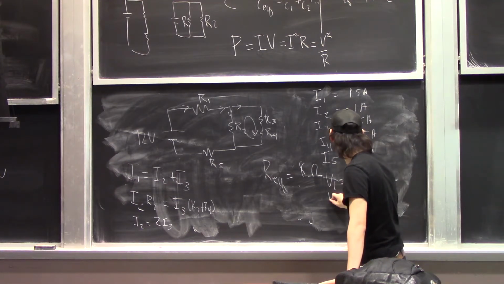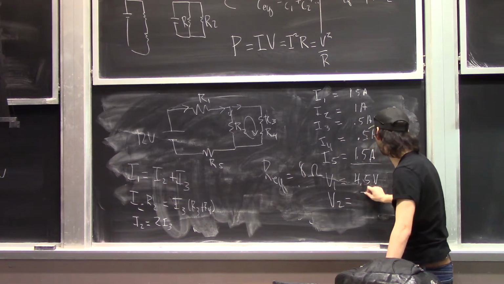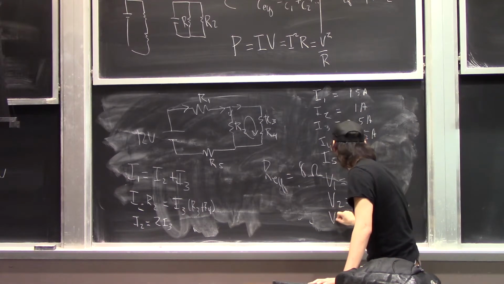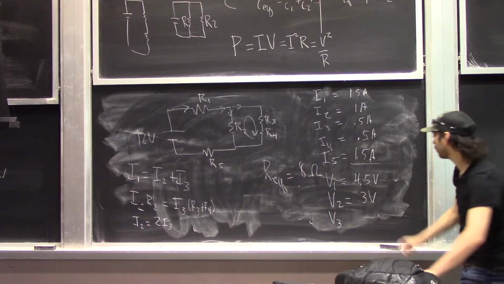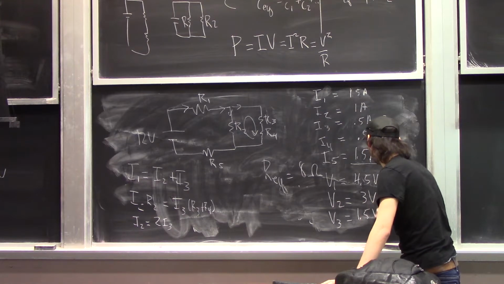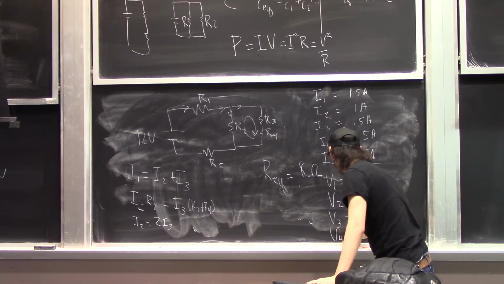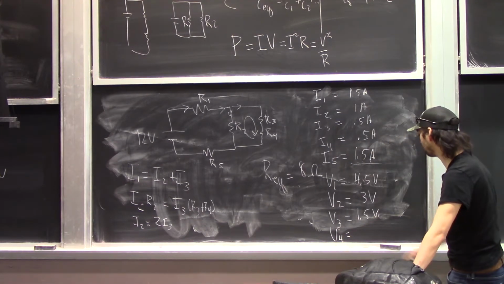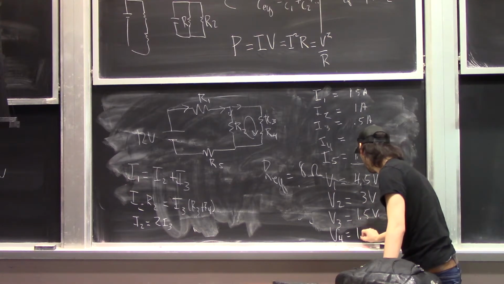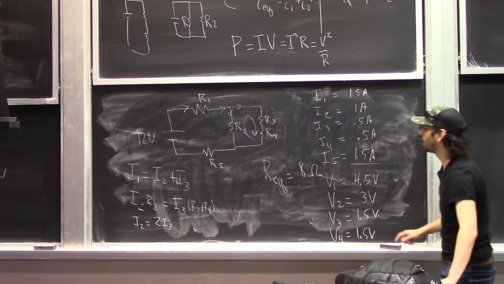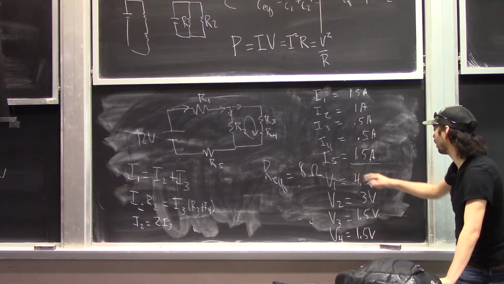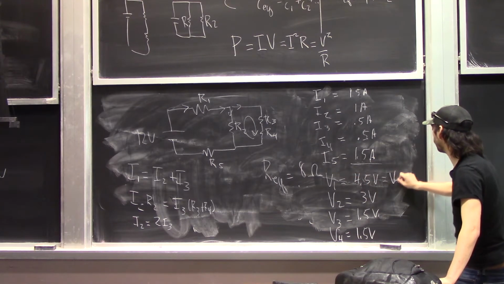So V2 is going to be equal to 3 volts. V3 is going to be 0.5 times 3. This is going to be 1.5 volts. V4 is going to be equal to V3, so this is going to be 1.5 volts, and V5 is going to be equal to V1. So we can write this like this.